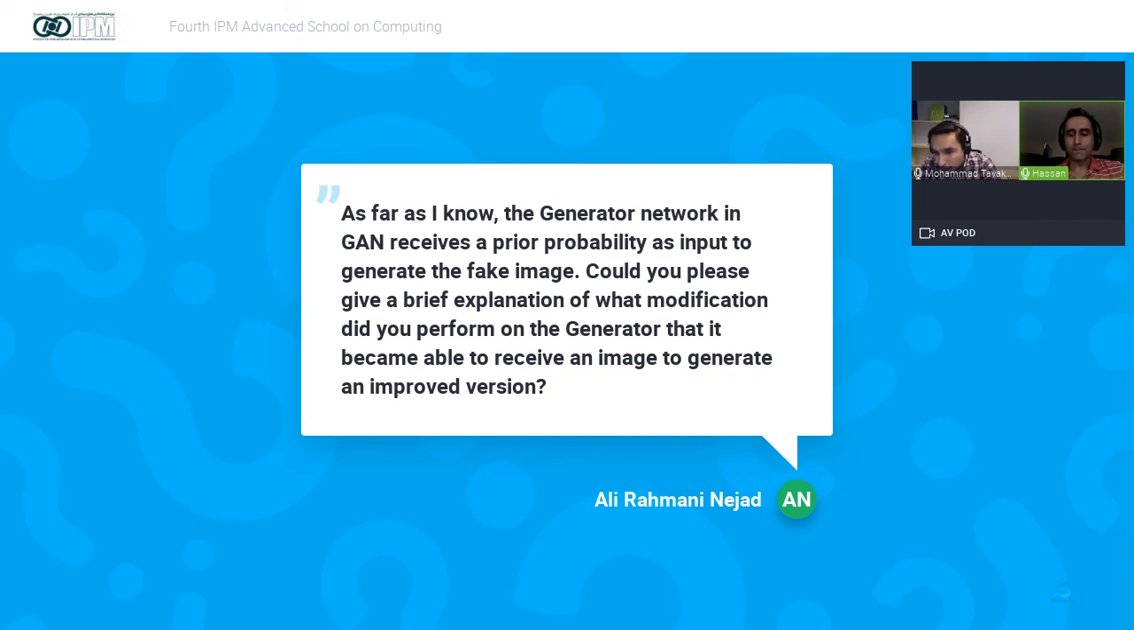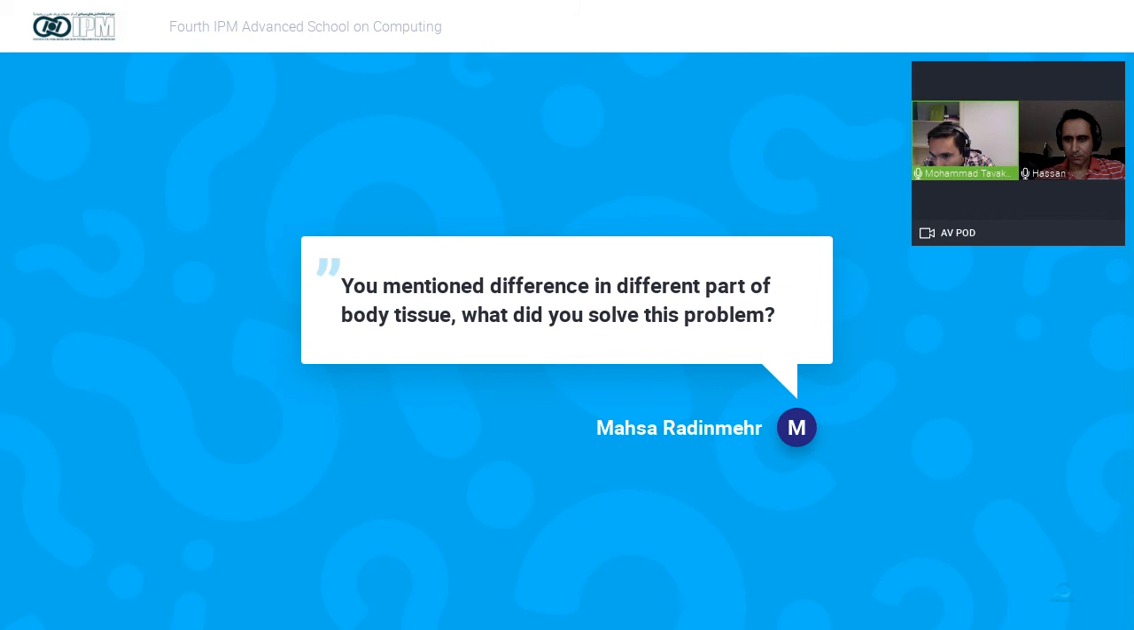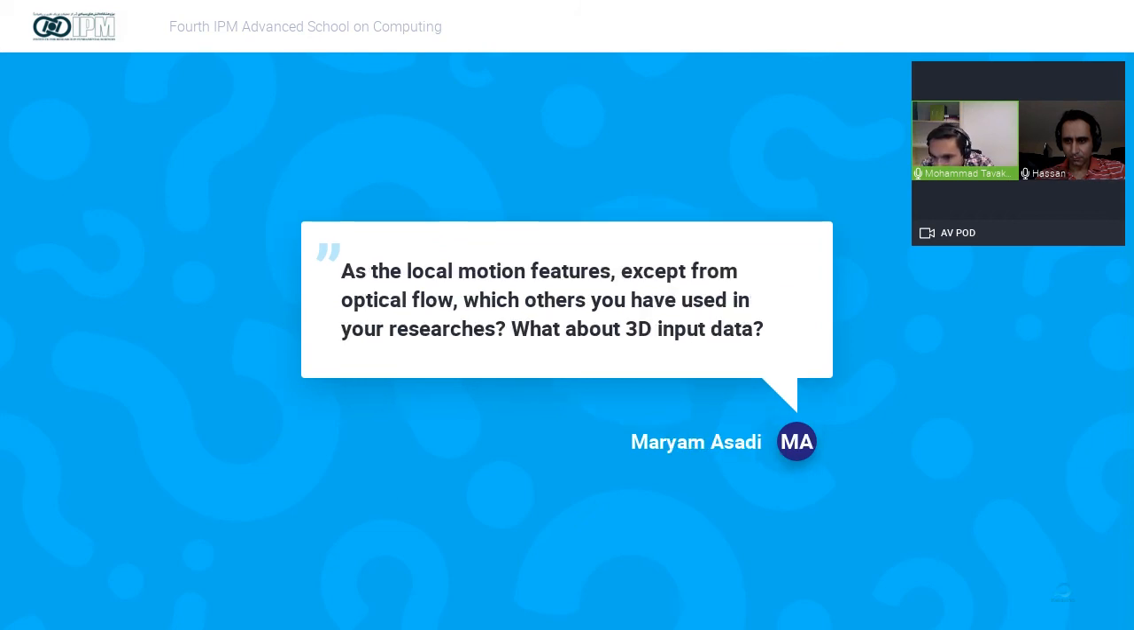Yes, thank you. And the next question is that as a local motion feature, except from optical flow, which others have you used in your research? What about 3D input data? Oh, so let me see if I understand. As the local motion features, except from optical flow, which others have you used in your research?